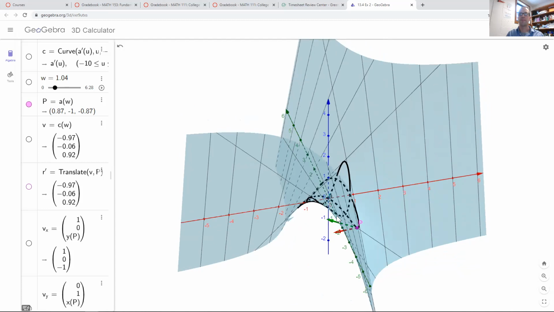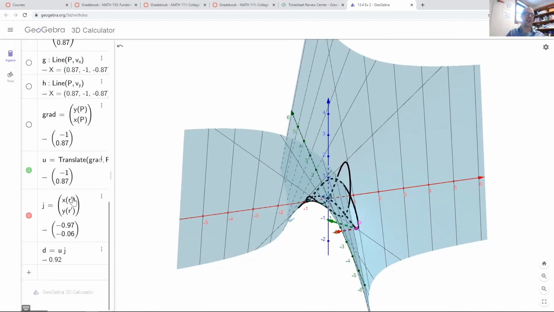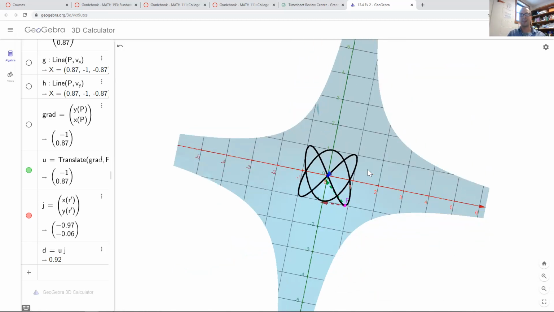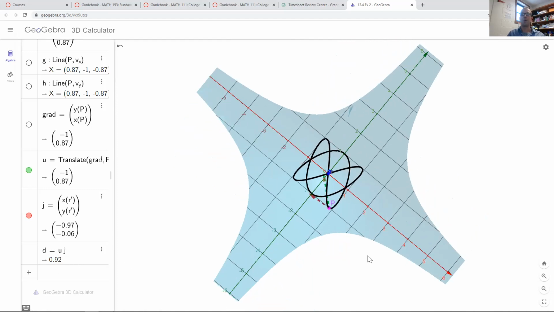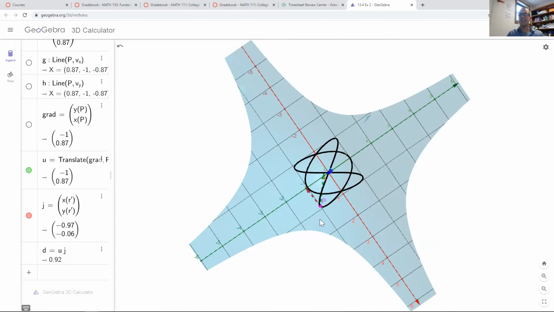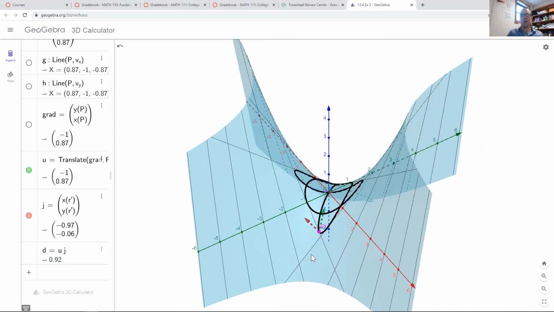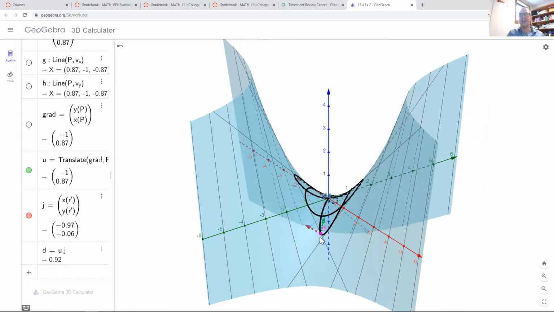So taking the dot product, for whatever reason, my gradient vector is labeled U, and my r of t vector, the vector that's going along this space curve in 2 dimensions, is called J. But when you take the dot product, notice that we're pointing in a similar direction this time, so we get a positive derivative. And notice that if we were down here and continuing along this path, we would be going up. So getting a positive derivative there makes sense.